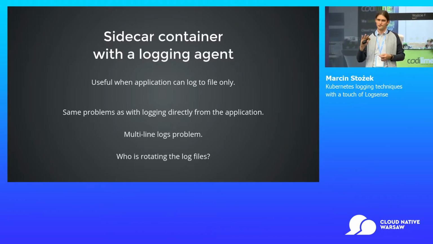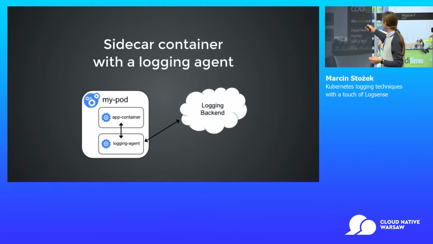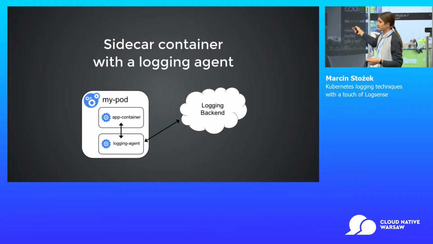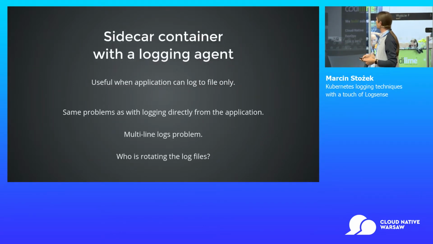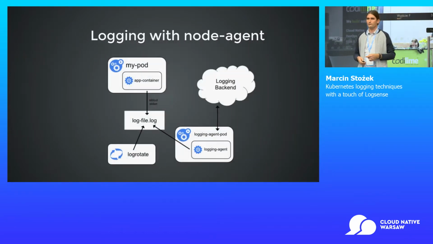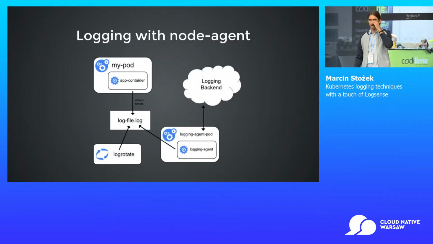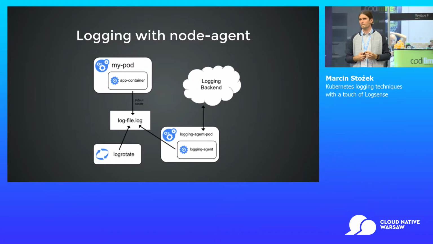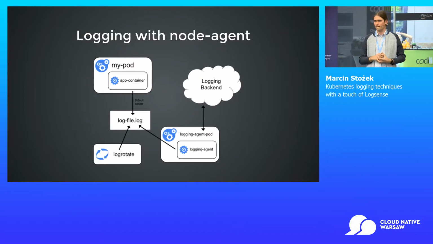We lose the possibility of the multi-line logs because now we have this file in the middle, and because we have this file in the middle, there is a problem because here's the file and it's not rotated. We need to take care of the rotation of the file, right? Because there is a disk underneath. So we need to take care of that, and Kubernetes is not going to do that for us.